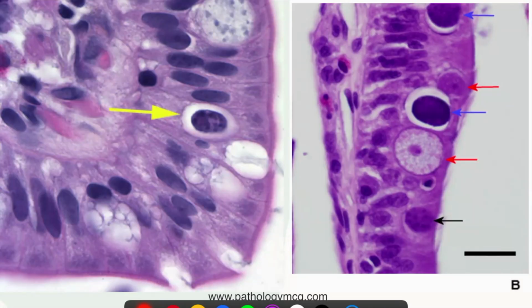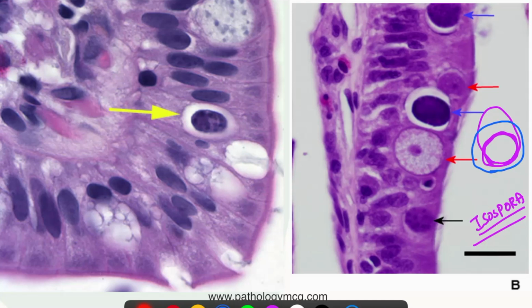Next one here, this is Isospora. Isospora is the largest of these organisms. You can see how large these are. This is an intracellular organism, and unlike Cyclospora, you can see that these are found in the bottom side of the epithelial cell. And like Cyclospora, you can see that there is a vacuole around this. So we can see these parasitophorous vacuoles in Cyclospora and also Isospora.